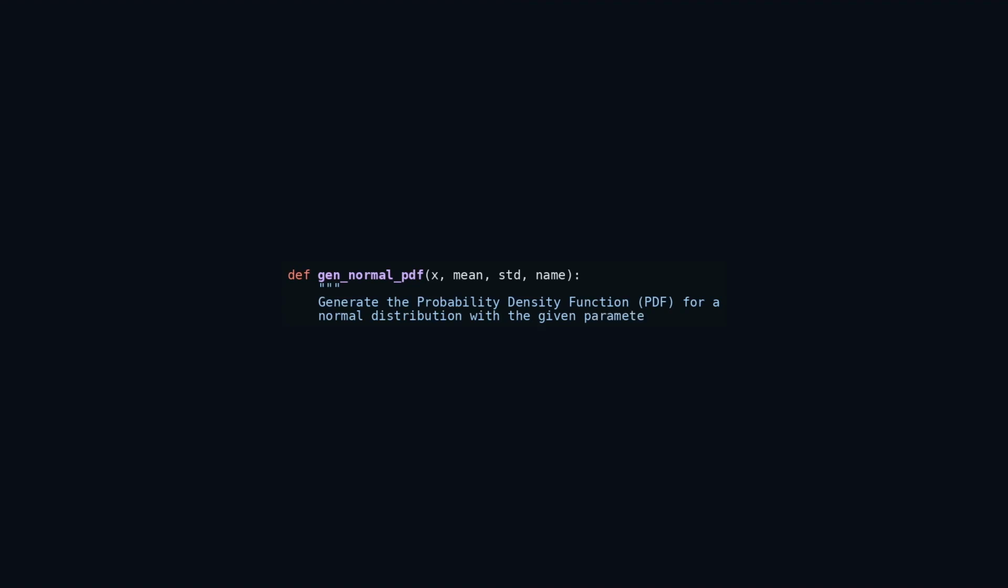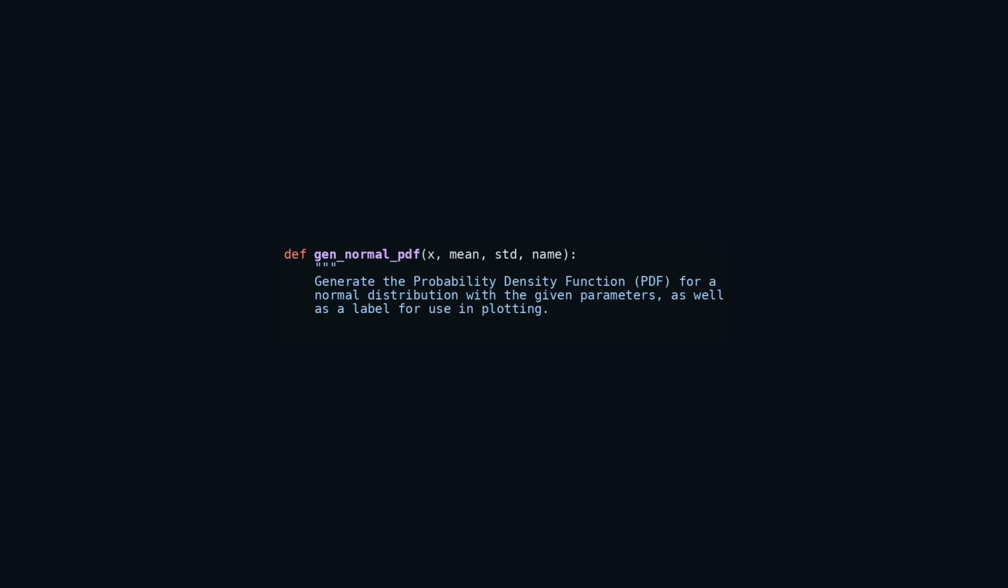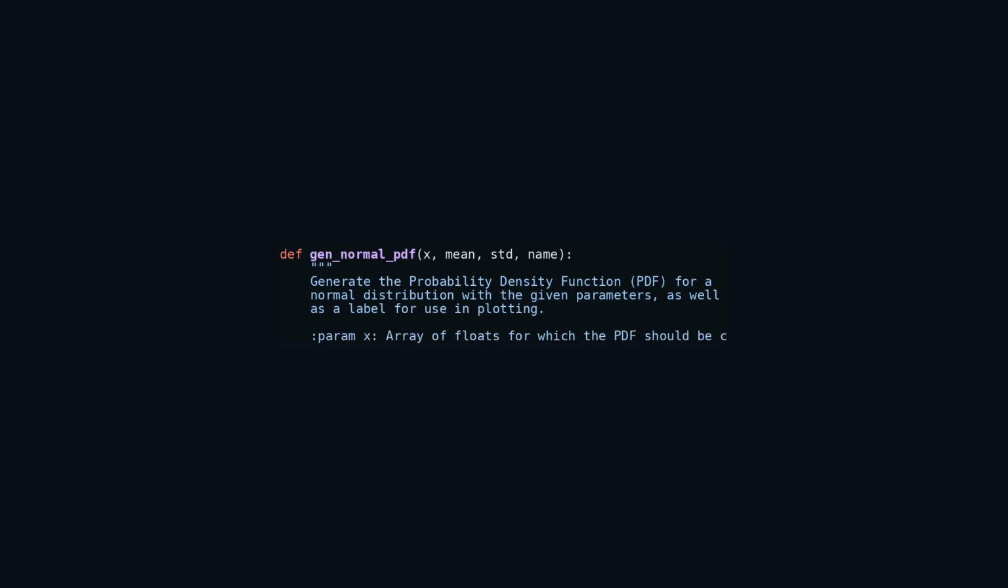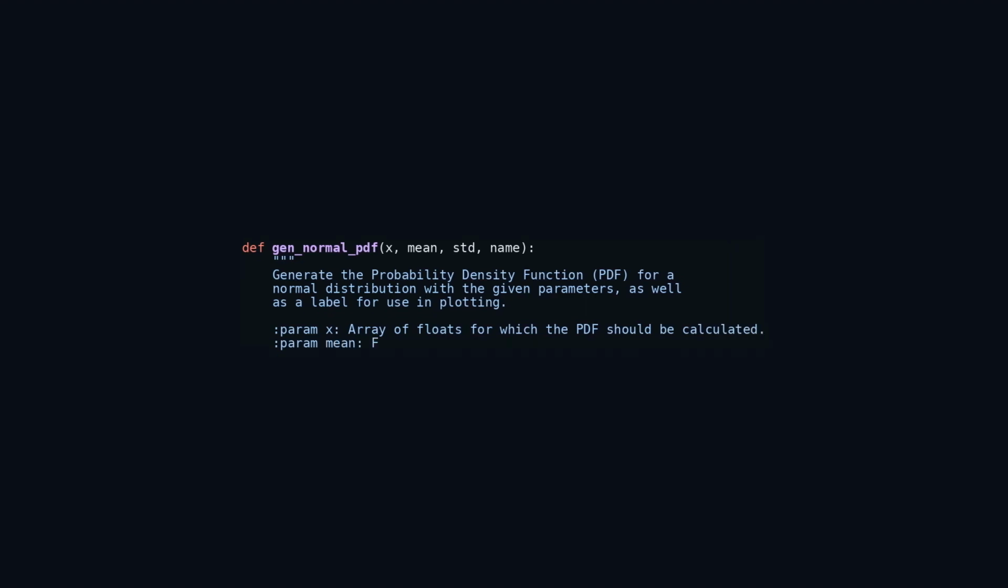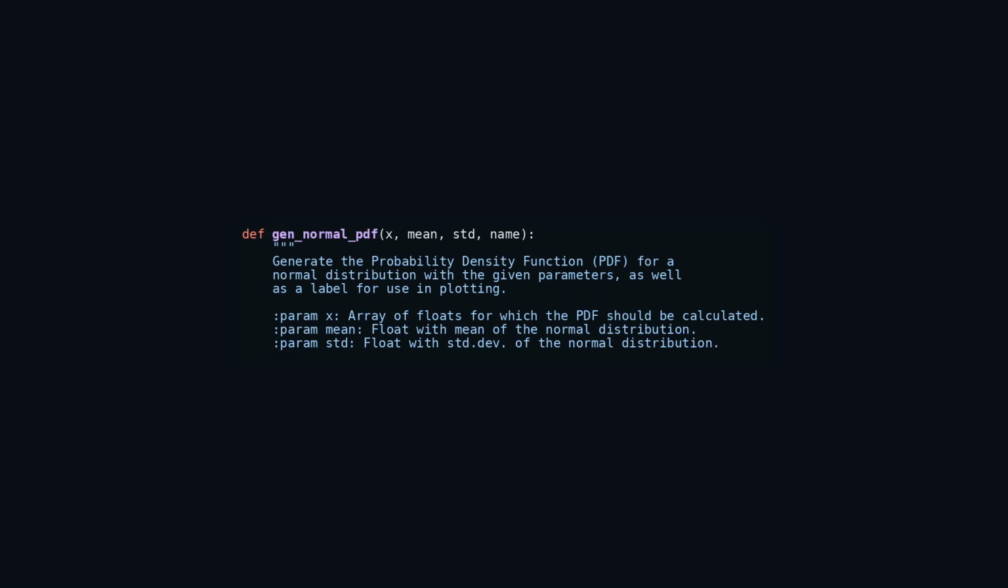The Python function normalPDF generates the probability density function, PDF, for a normal distribution using specified mean and standard deviation parameters, and also prepares a corresponding label for plotting. This function takes four parameters: an array of floats, x, for which the PDF is calculated, the mean of the normal distribution, the standard deviation of the normal distribution, and a name string to prepend to the label. Within the function, it calculates the PDF values using the norm.pdf function from the SciPy stats module based on the provided mean and standard deviation.